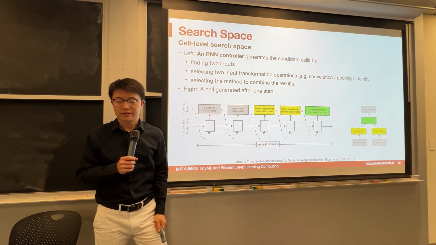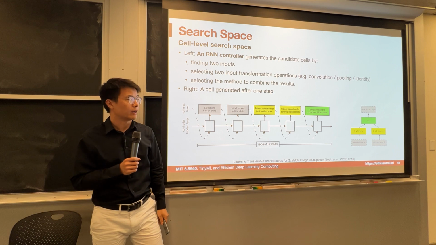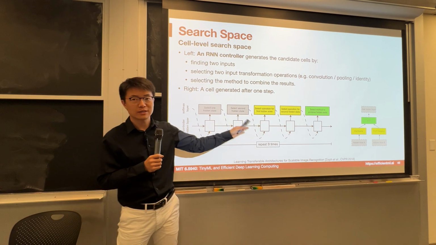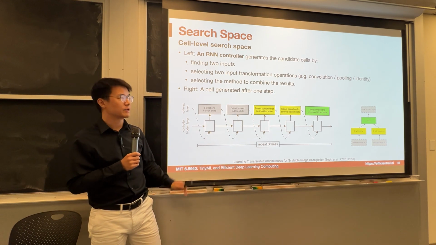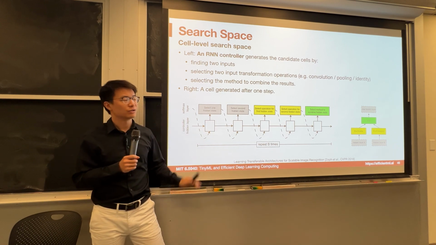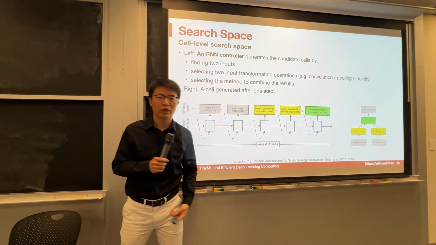So the right-hand side is the generated cell as one example. And this is the process of how it was generated. You're basically using a recurrent neural net, and at each time step, you're emitting one of the choices.